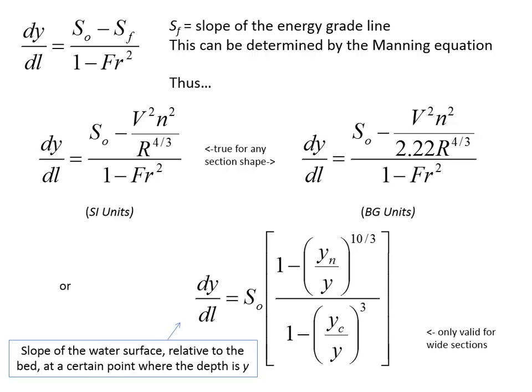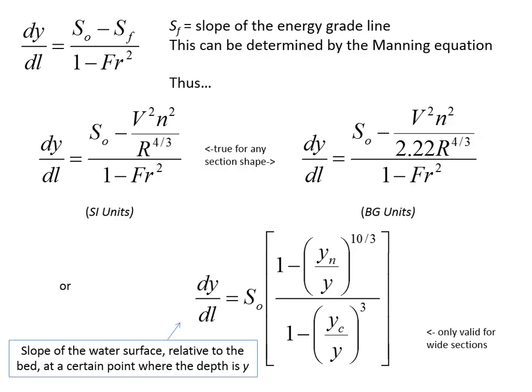So remember, this whole equation can only be analyzed at a certain point. You'll say, for this point, I know the depth, I can measure it, it's some certain y. That's this. And then you can also calculate, for the flow conditions described, the critical depth and the normal depth. Substitute those in along with the channel slope, and then you can find out how the water depth is changing. So the sign of dy dl, if it's positive, means it's getting deeper in the direction of flow. And if it's negative, then it's getting shallower in the direction of flow.